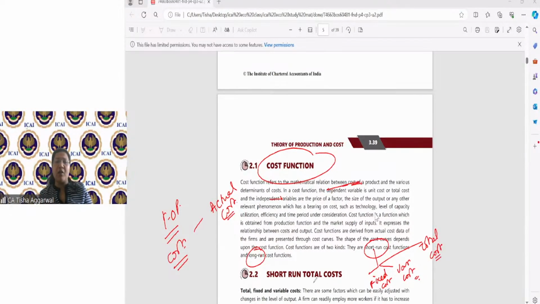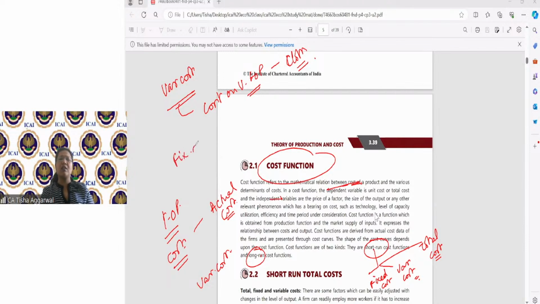But when I talk about the long run, all the factors are variable, so it will be variable cost. Now, first, let's understand what is variable cost. The cost on variable factors of production. So, for example, the cost on cloth, that is variable cost.